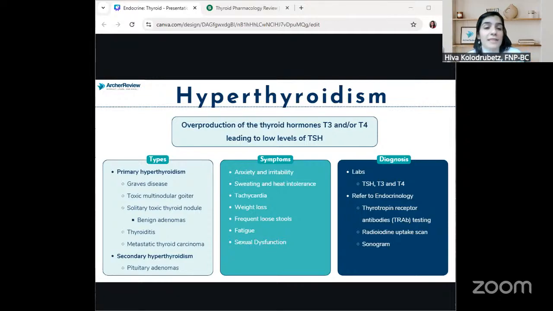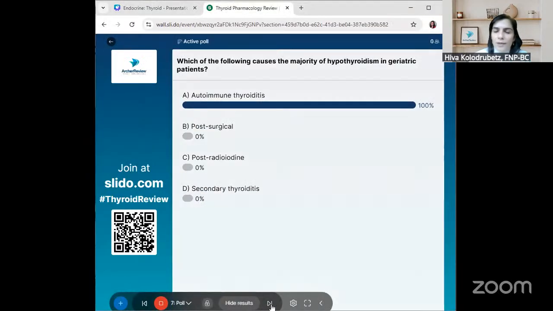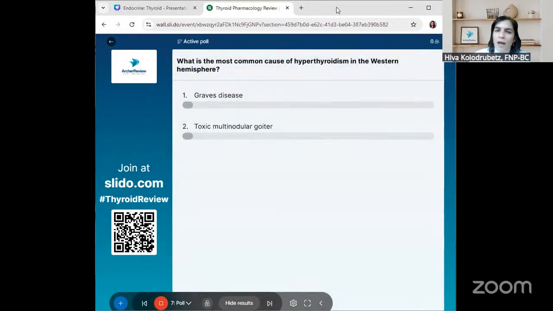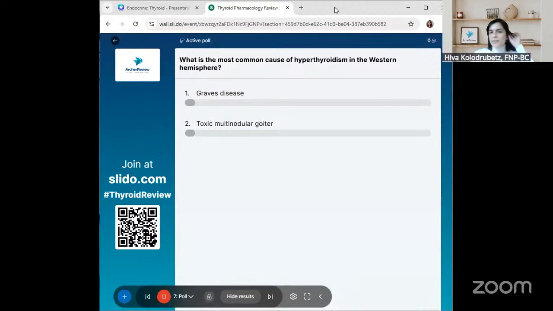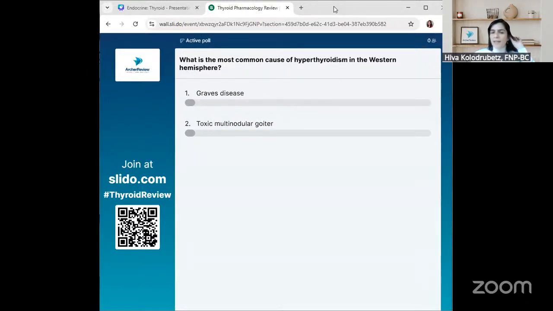Again, we have two different types. We have primary and secondary. What do you guys think is the most common cause of primary? We're going to go into that next poll. But what do you guys think is the most common cause? And I've put the top two here. Is it Graves or toxic multinodular goiter? What is the most common cause of hyperthyroidism in the Western Hemisphere?